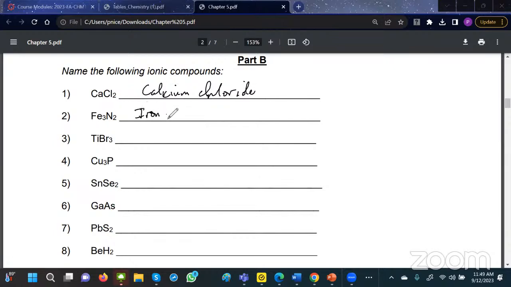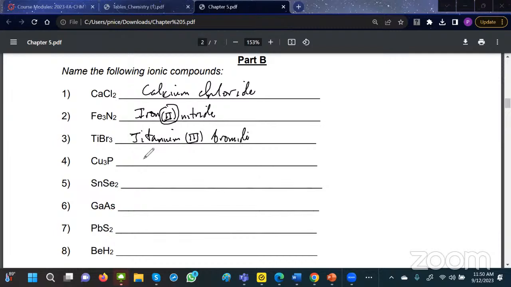Iron(II) nitride. Now, do I need to explain this? Anybody have any questions about this one? Everybody understands why this is 2? Going once, going twice. All right, what about this one? What's the name of the third one? Titanium(III) bromide. Titanium(III) bromide, very good.